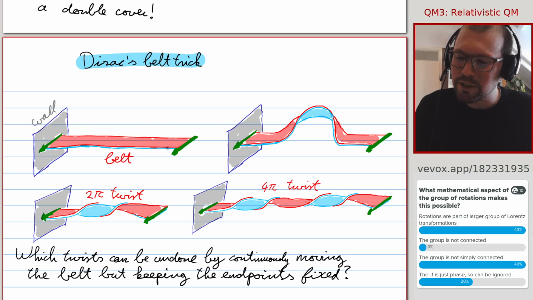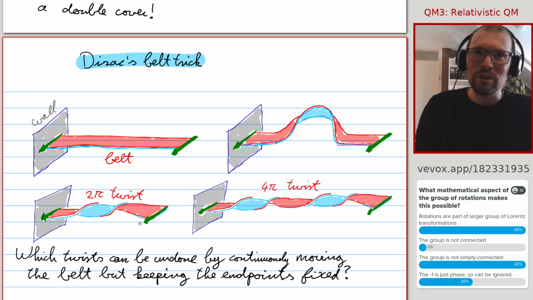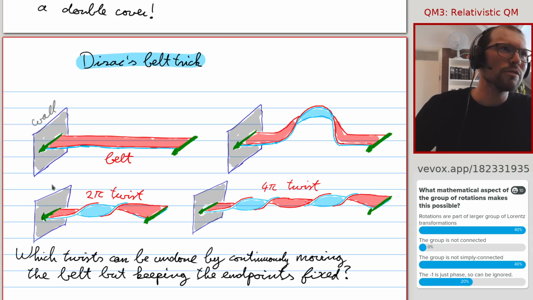So here's an untwisted belt, and I can move things around, put some twists in there, untwist it again. And then the real question is, if I have a belt that is twisted by 2 pi, can I move around this belt to undo the twist? Or if I have a belt that is twisted by an angle 4 pi, can I actually undo it? So think about it for a moment, and then let's do a poll again.